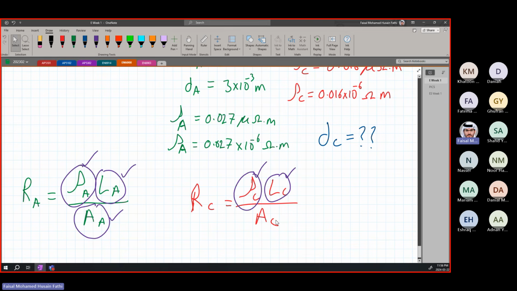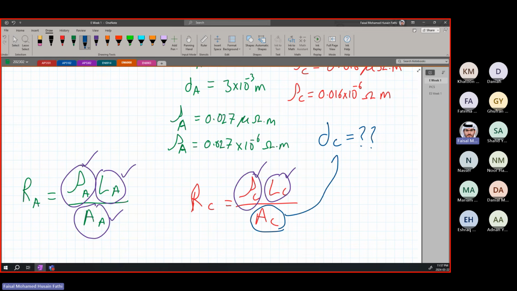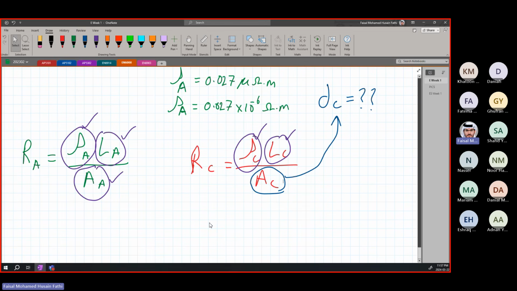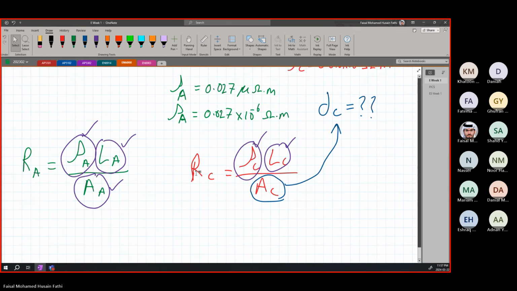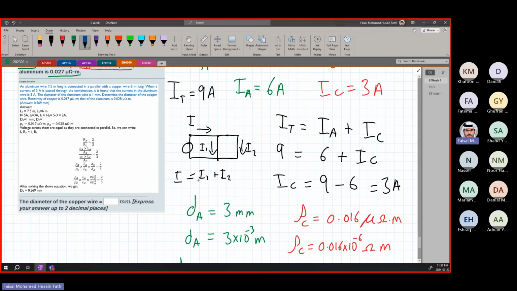Okay, so what is left is the AC, which we need to find to determine DC anyways. But we need to find a way to relate RA with RC. Two things you need to know here. So remember when I said this is in parallel? I'm pretty sure all of you know by now that if two lines are in parallel, the voltage must be the same for both. So the voltage of A should be equal to the voltage of C, because they are in parallel.